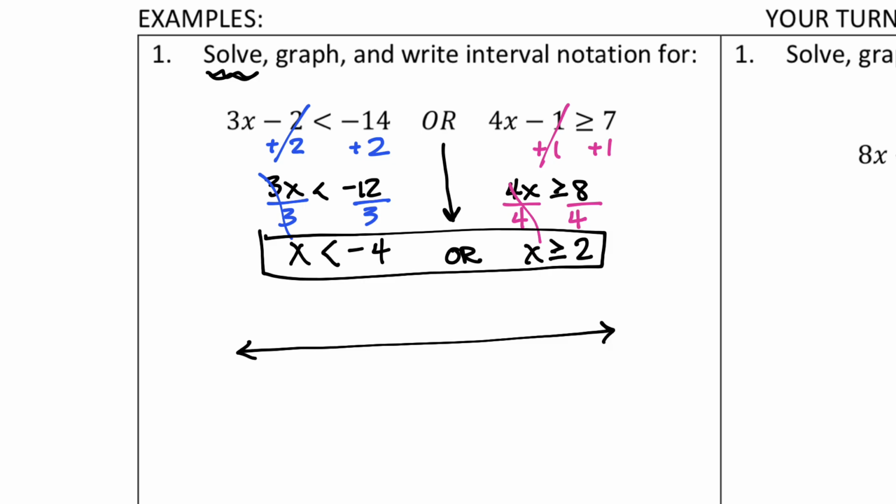Okay, now the graph portion. This is what we did in the last section. It's already solved now, so now we just need to graph it. Here's a negative 4, here's a 2. The negative 4 portion is going to have an open circle. It's going to go to the left. The 2 portion is going to be a closed circle and goes to the right.